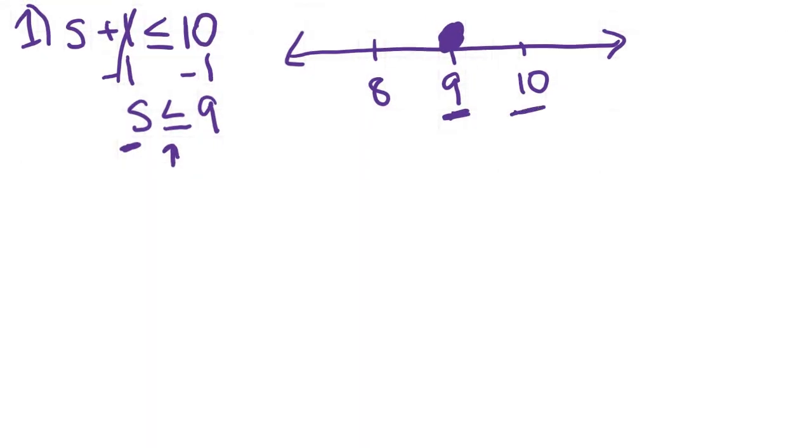Now we want all the s's that are smaller than 9. So is 10 smaller than 9? No. Is 8 smaller than 9? Yes. So we draw our arrow in the direction of the check marks.